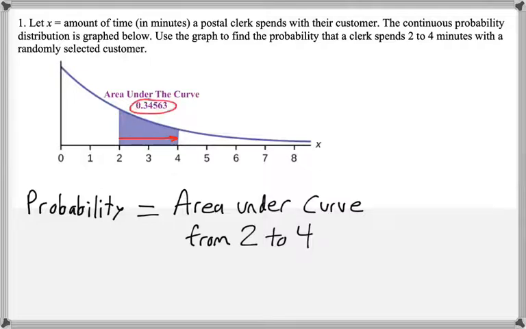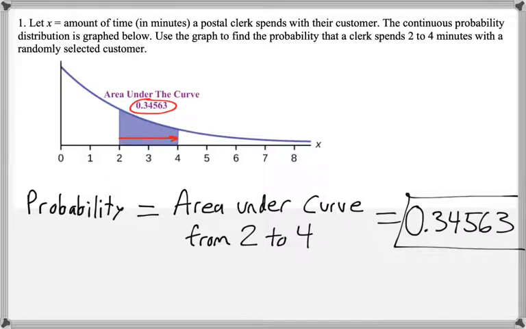And this area is 0.34563. So the probability that the clerk spends 2 to 4 minutes with a randomly selected customer is 0.34563.